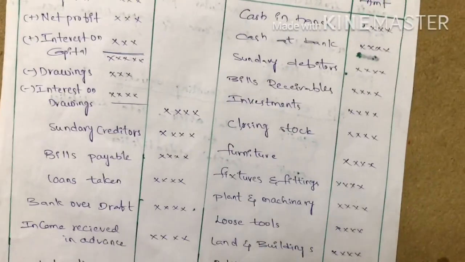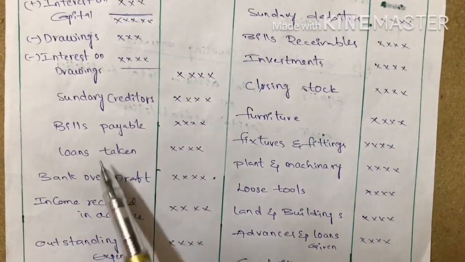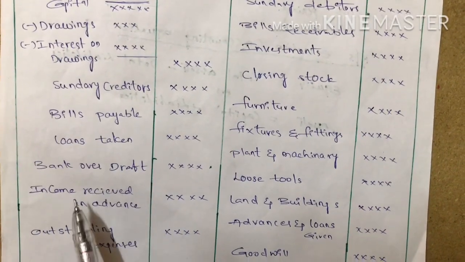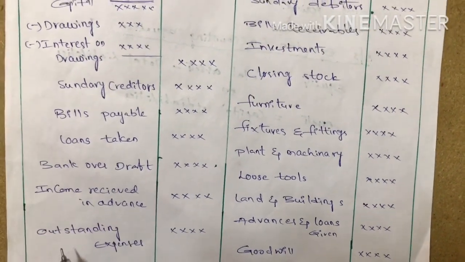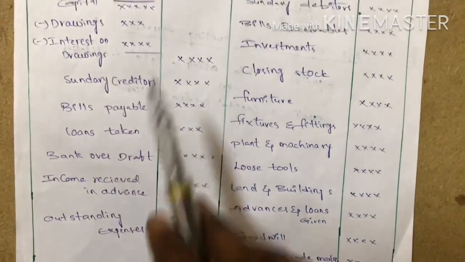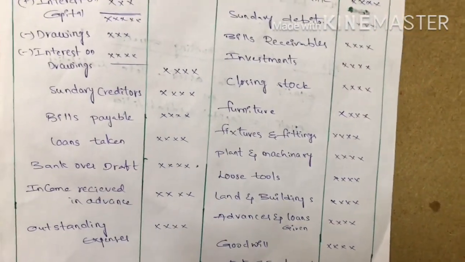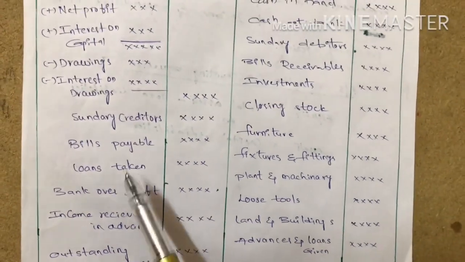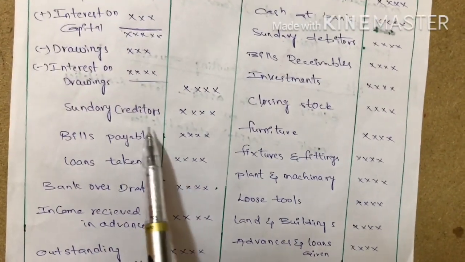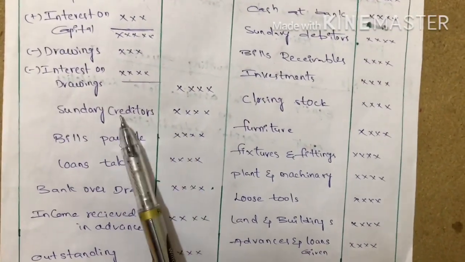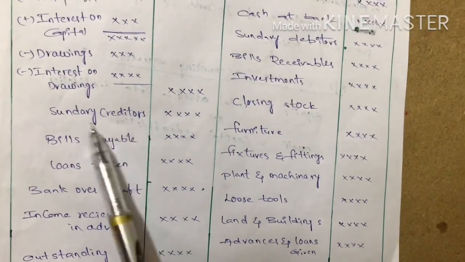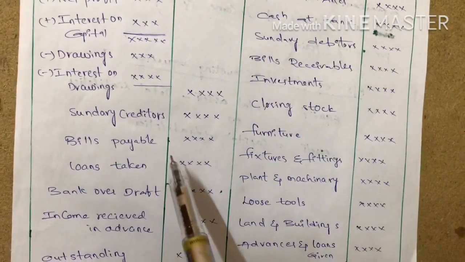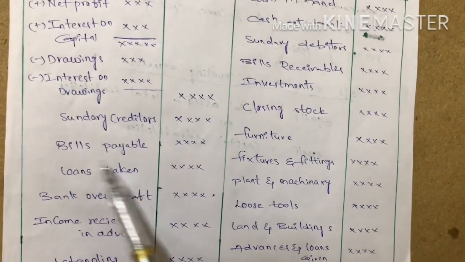And some liabilities are here: sundry creditors, bills payable, loan taken, bank overdraft, income received in advance, outstanding expenses. These all are liabilities. Sundry creditors is the credit purchases. Then bills payable is one of the liabilities, so that's why you can write it on the liability side.